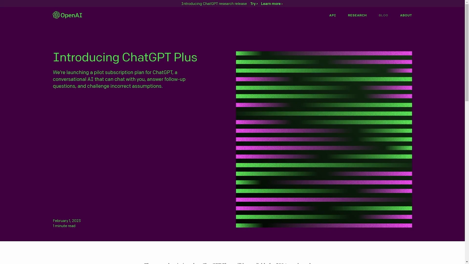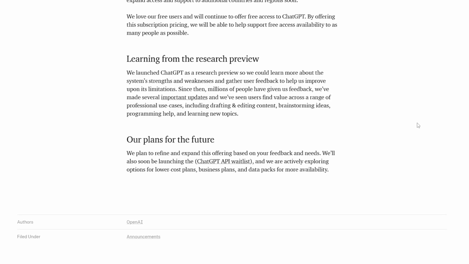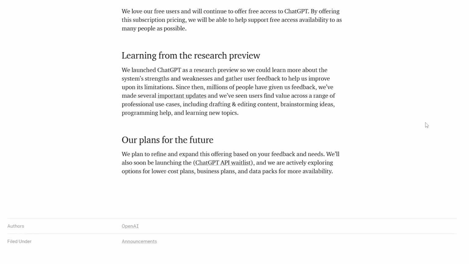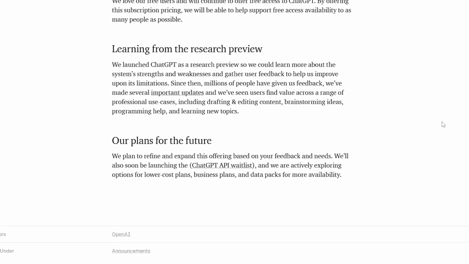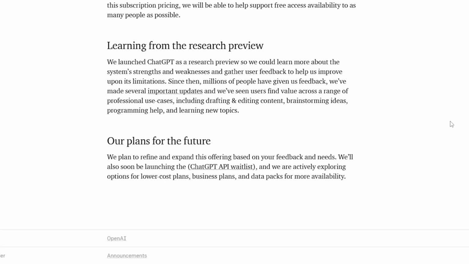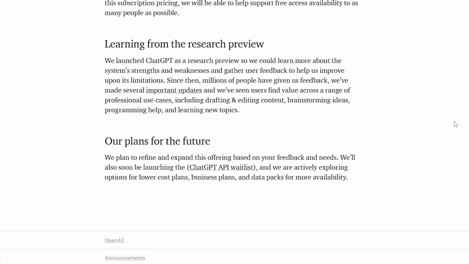So what are the plans for the future? What does OpenAI and ChatGPT have in store for us? Well, they have a section in their blog all about this. They say that they plan to refine and expand the offering based upon everybody's feedback. So they're going to be launching the ChatGPT API. They're also going to be exploring other lower cost plans, business plans, and data packs for more availability.